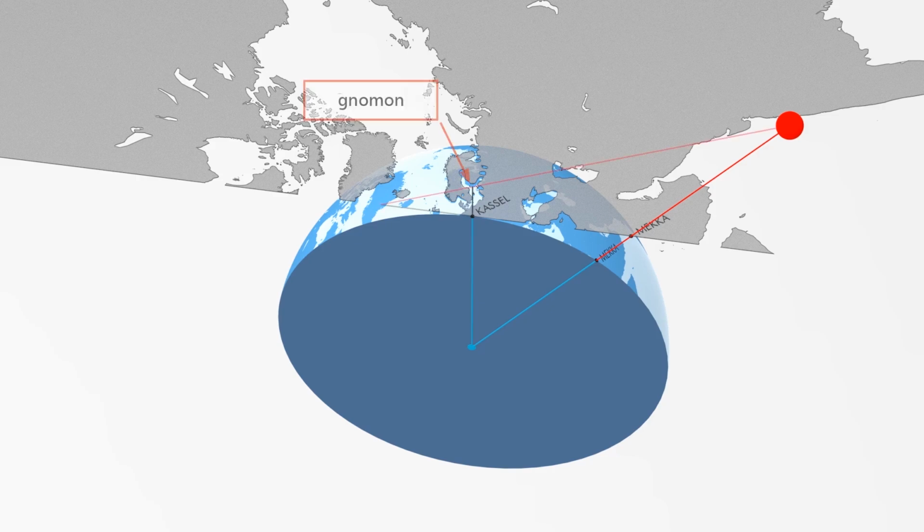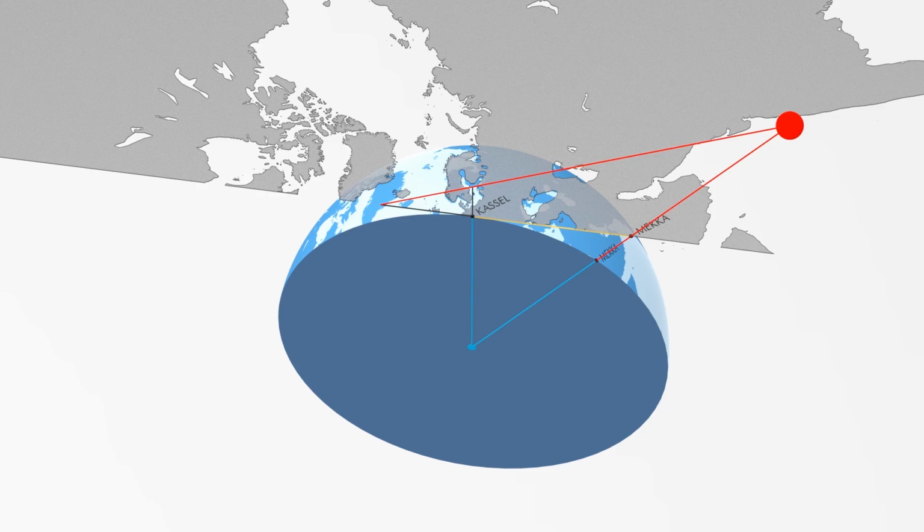We set up a rod called a gnomon, standing vertically on the surface of the Earth in Kassel. Following the shadow backwards is exactly the direction of prayer towards Mecca. The determination of the Qibla led to significant improvements in astronomy and celestial mechanics by the Arabs early on.